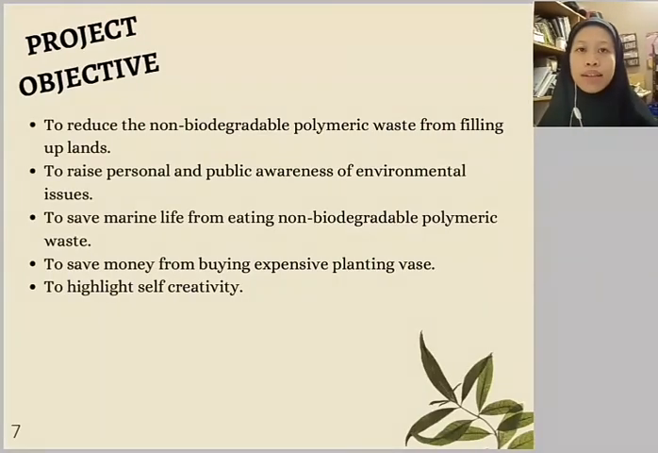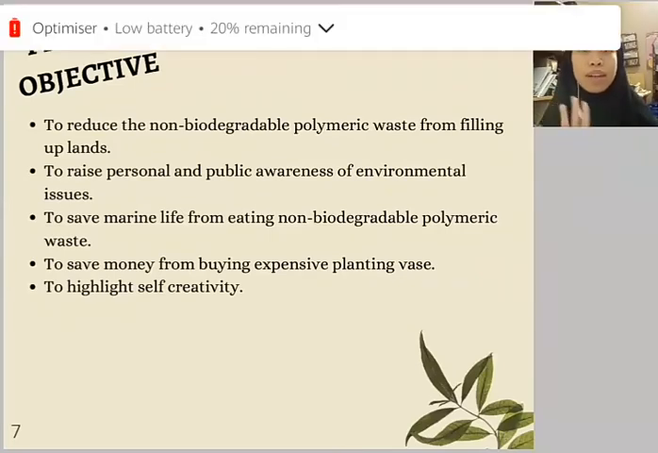So the next one is the project objective. So I found 5 of them, which is the first one is to reduce the non-biodegradable polymeric waste from filling up lands. The second one is to raise personal and public awareness of environmental issues, and the third one is to save marine life from eating non-biodegradable polymeric waste, and the fifth one is to save money from buying expensive planting vase, which is planting vase nowadays is quite expensive. And the last one is to highlight self-creativity.